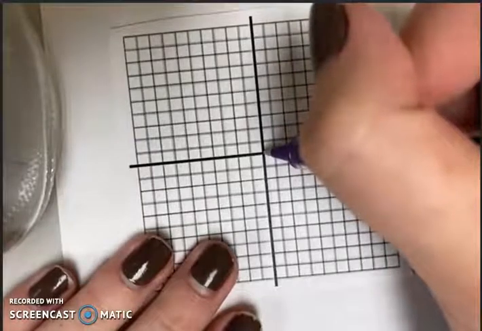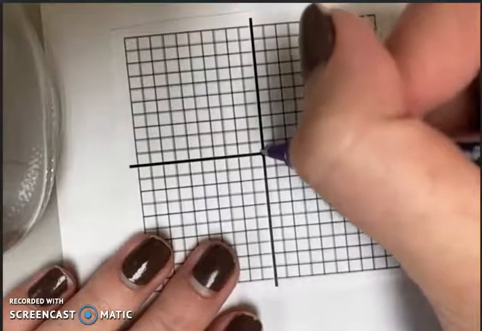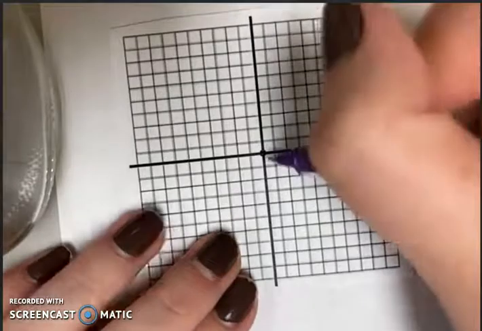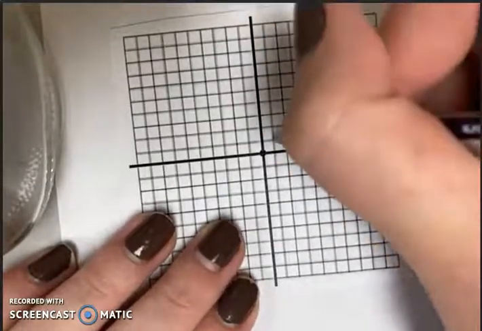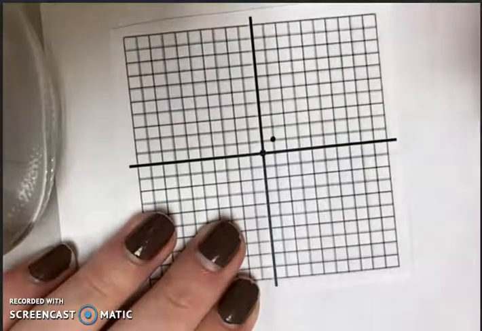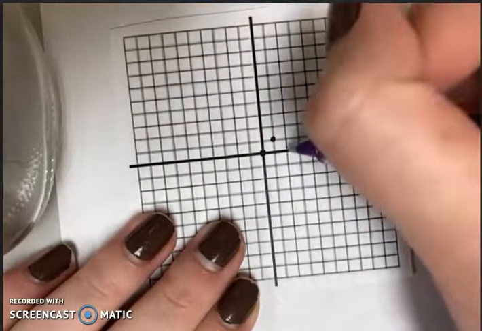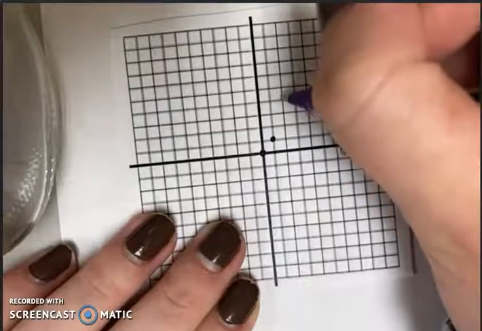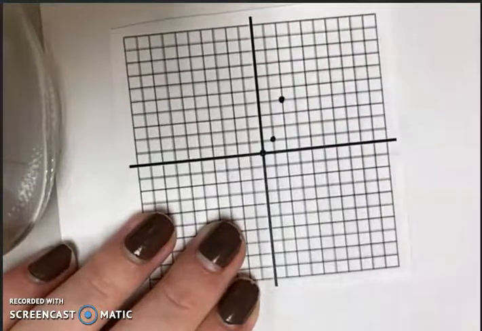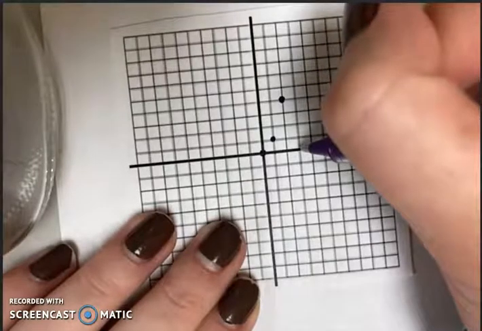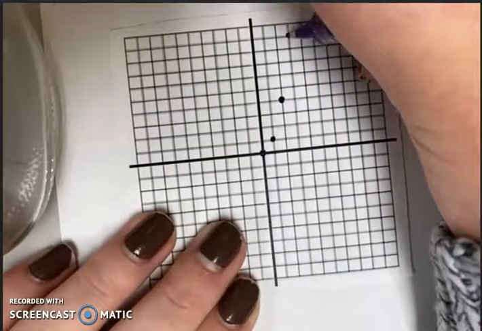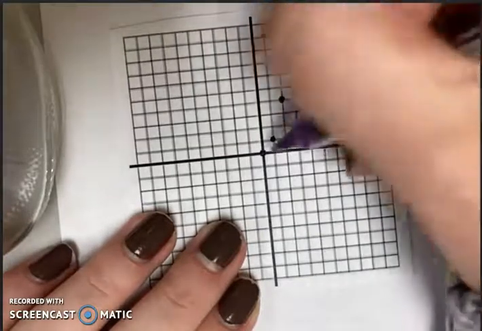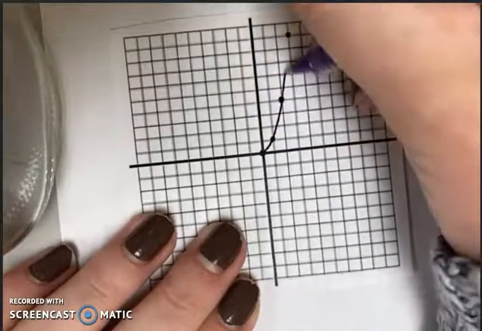If I use the x value of 0, 0 squared is 0, so I have the point 0, 0. Using an x value of 1, 1 squared is 1, giving me the point 1, 1. Using the x value of 2, 2 squared is 4, giving me the coordinate 2, 4. An x value of 3, well, 3 squared is 9, so I have the coordinate 3, 9. This gives me the right side of my parabola.